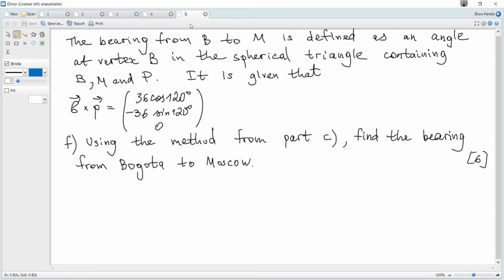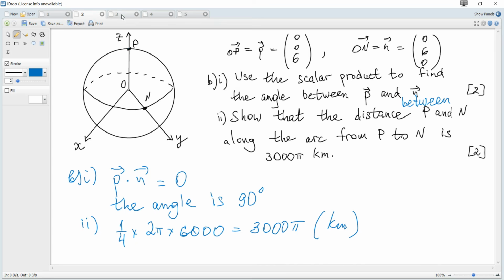The next: the bearing from B to M is defined as an angle at vertex B in the spherical triangle containing B, M, and P. It is given that B cross product P is equal to this. Question F, using the method from part C, find the bearing from Bogota to Moscow. So the required angle is the angle at vertex B in the spherical triangle.